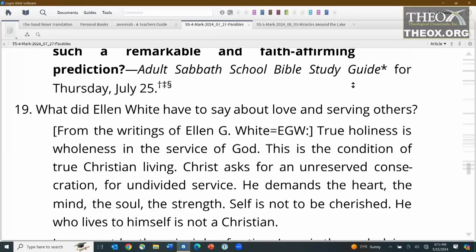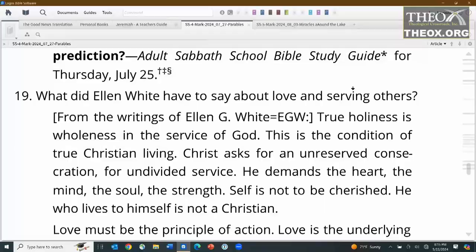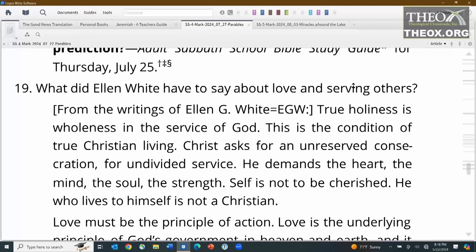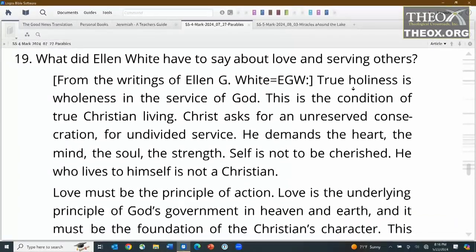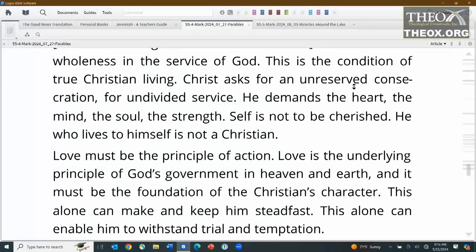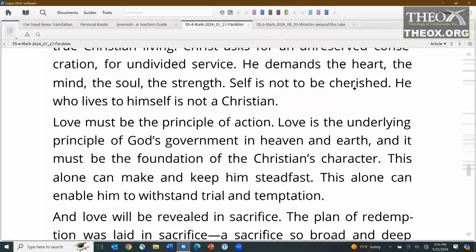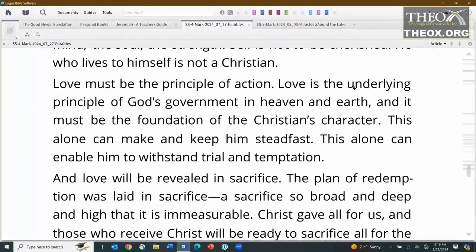Okay, what did Ellen White have to say about love and serving others? She said, true holiness is wholeness in the service of God. This is the condition of the true Christian living. Christ asked for an unreserved consecration, for undivided service. He demands the heart, the mind, the soul, the strength. Self is not to be cherished. He who lives in himself is not a Christian. Love must be the principle of action. Love is the underlying principle of God's government in heaven and earth, and it must be the foundation of the Christian character. This alone can make and keep him steadfast. This alone can enable him to withstand trial and temptation.